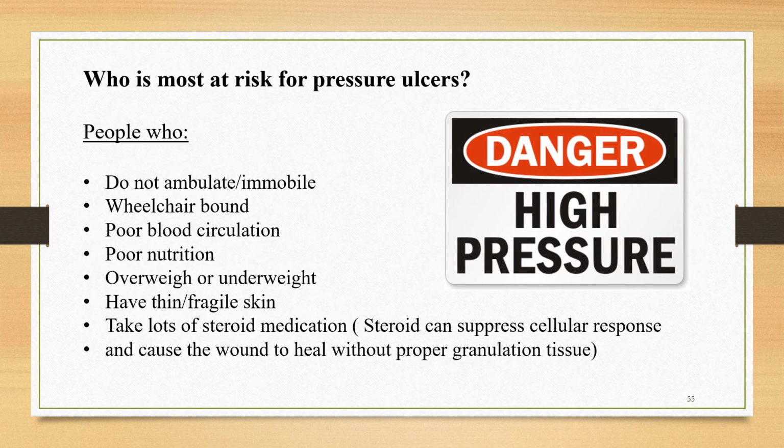Who is at most risk for pressure ulcers? People who do not ambulate, people who are immobile, people who are wheelchair bound, people who have poor blood circulation, poor nutrition, people who are overweight or underweight, people who have thin, fragile skin, people who take lots of steroid medications, as steroids can suppress cellular response, and cause the wound to heal without proper granulation tissue.